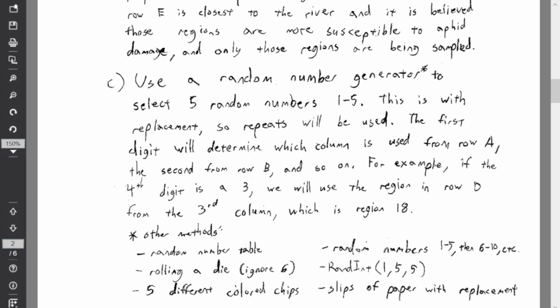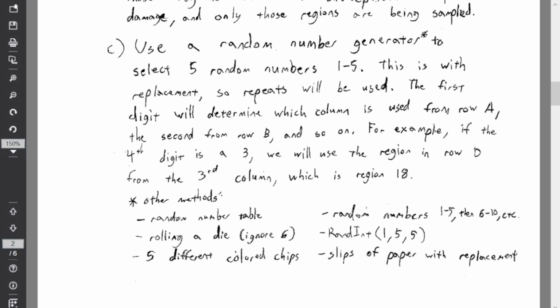Now, there are other ways. You don't have to use a random number generator. You could use a table of digits. You could roll a die and say you're going to ignore the 6. That would give you 5 outcomes. You could do 5 different colored chips with replacement. You can use random numbers instead of using 1 to 5 each time. You could pick a random number from 1 to 5, and then a random number from 6 to 10, and then a random number from 11 through 15.